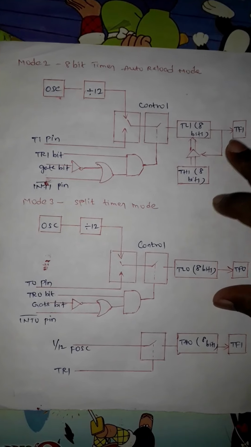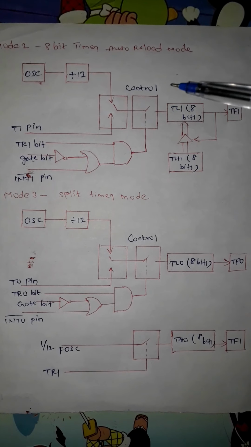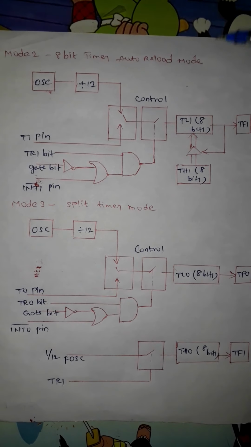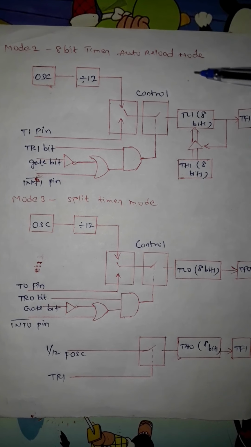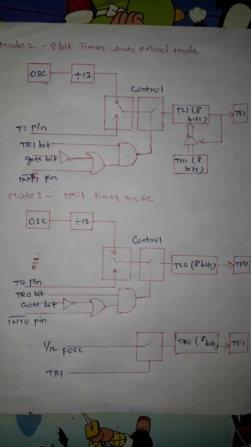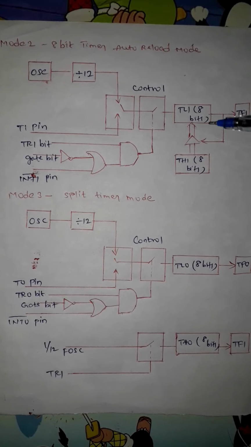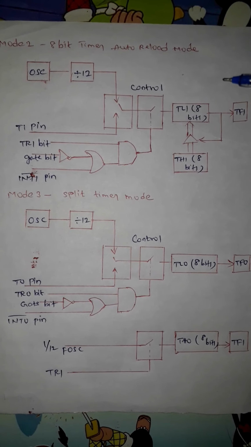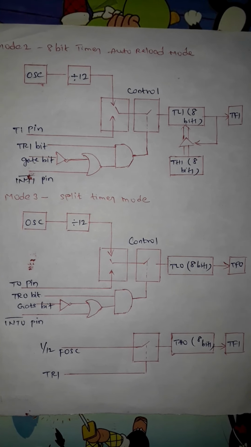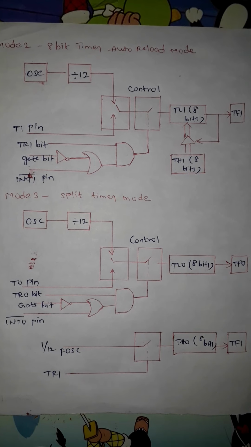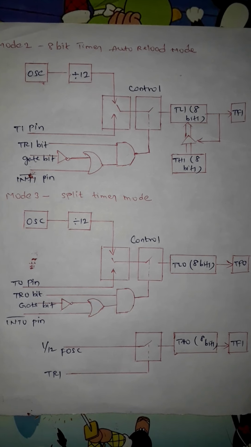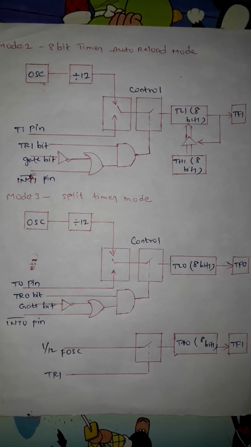Now let us look into mode 2 and mode 3 of operations of the timer. Mode 2 is the timer auto reload mode. So it's an 8-bit mode. That is, each timer can be used as an 8-bit timer. It is a 16-bit timer, but it is only used for counting an 8-bit value. Another 8-bit value is used for auto reloading.